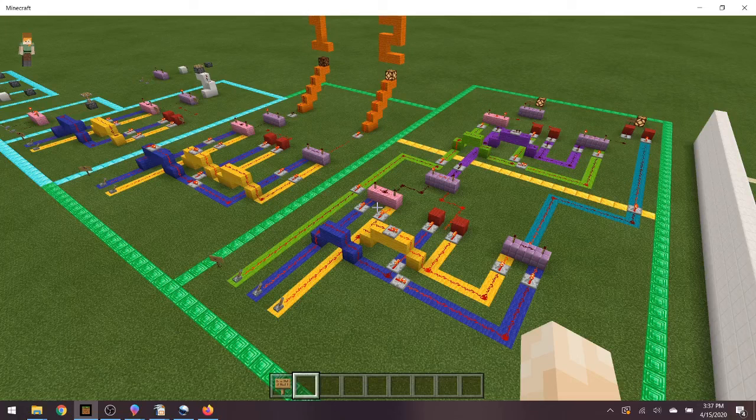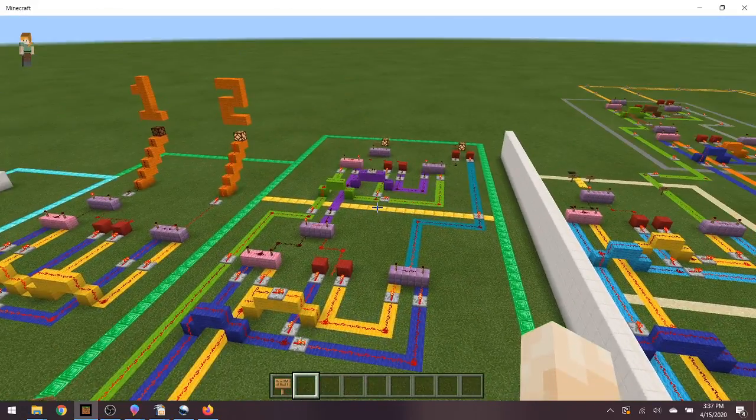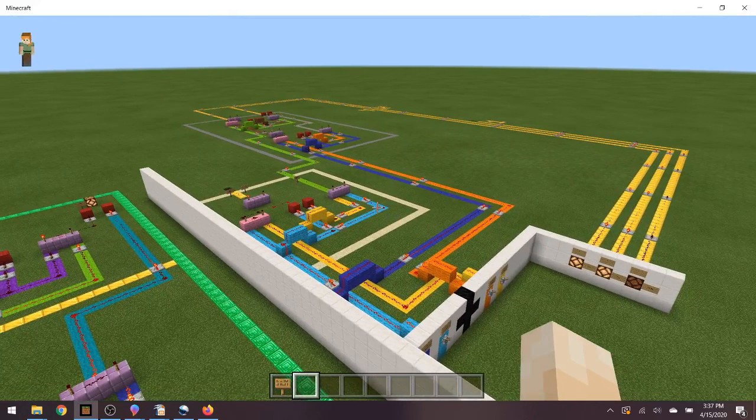All right, well, that's going to wrap it up for this video. We looked at half adders, we looked at full adders, and in the next video, we're going to look at how to combine those together to make a calculator.